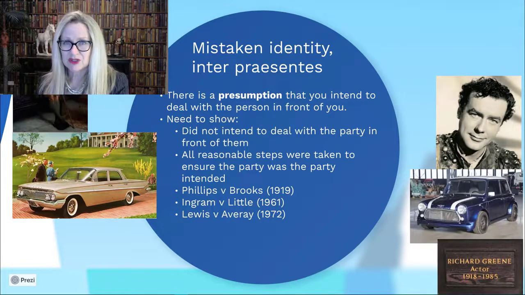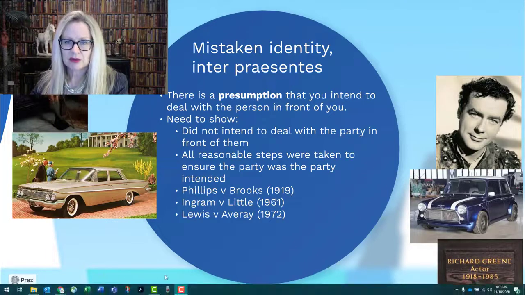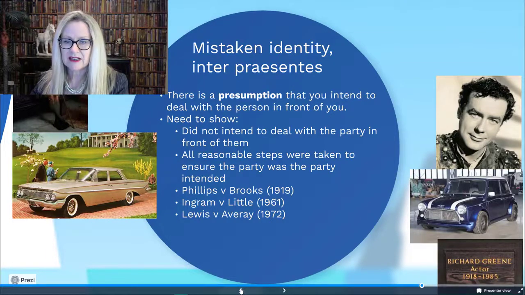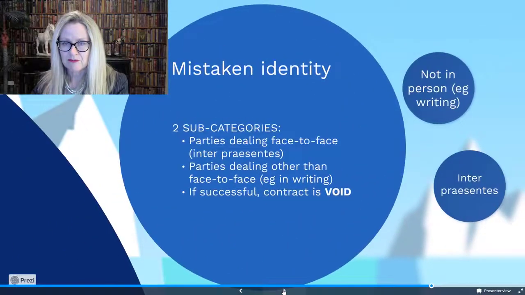The contract was still valid, and therefore, because the contract was valid, the title passed from the original owner to the rogue, and from the rogue to the third party, the poor third party at the end of the line. And so their interests were protected. As I said, a sensible outcome, I think, at common law there. So that is unilateral mistake as to identity inter praesentes.